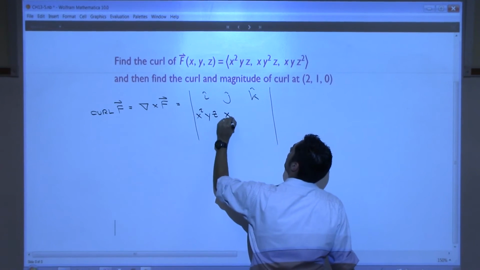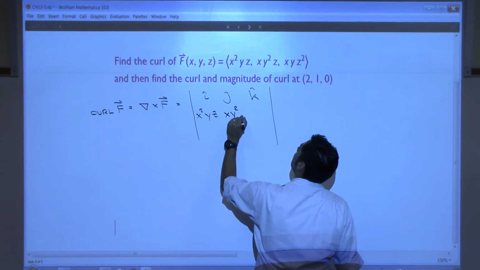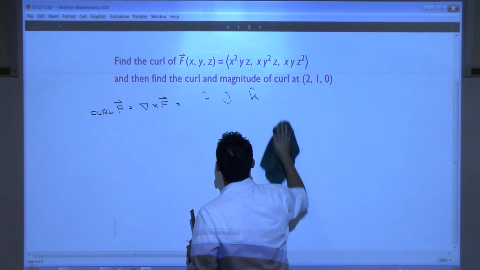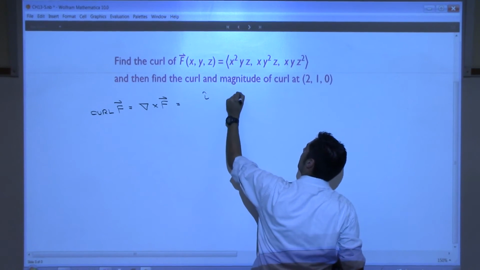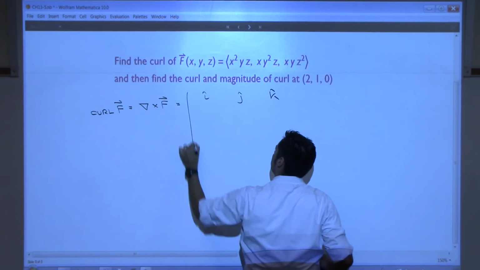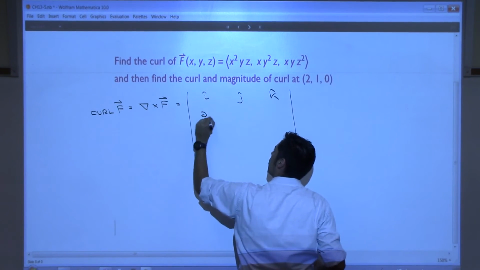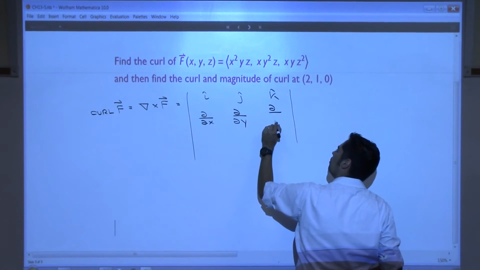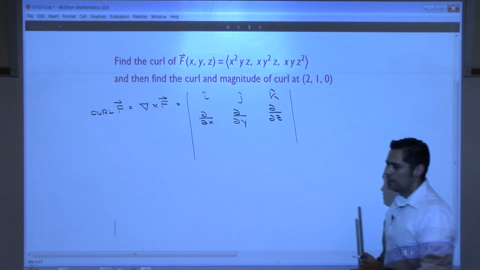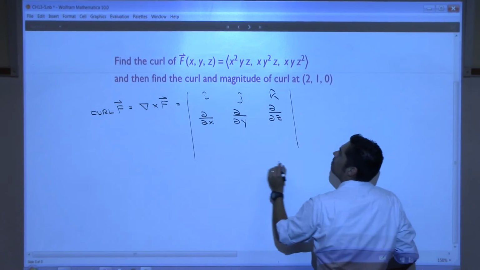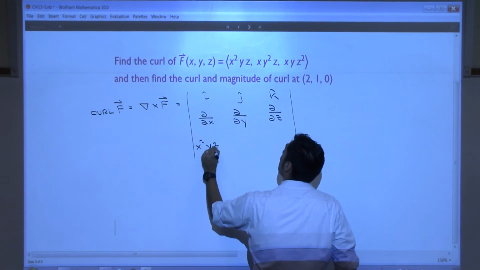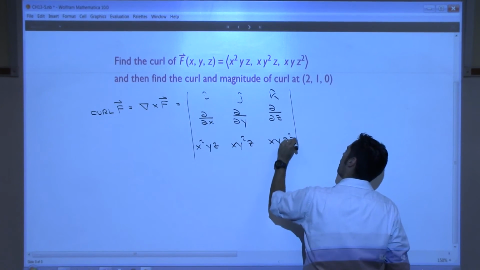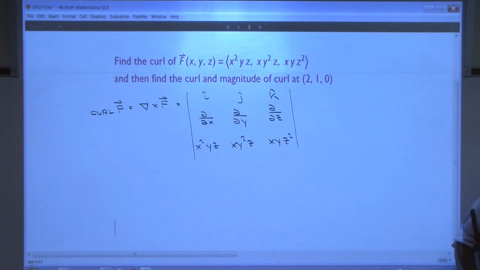So this xy squared, no, hold on, oops. Let me give myself a little more room here. I need my del first. So del would be partial with respect to x, partial with respect to y, partial with respect to z. And then x squared yz, xy squared z, and xyz squared. Why don't you try that? See if you can get it.